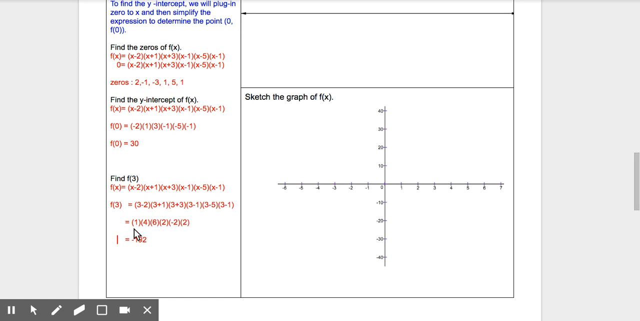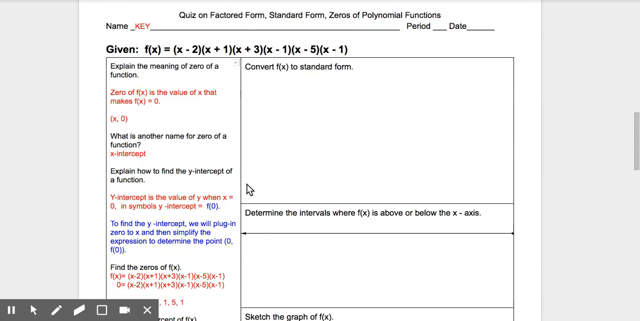So 3 minus 2 is 1, 3 plus 1 is 4, 3 plus 3 is 6, 3 minus 1 is 2, 3 minus 5 is negative 2, 3 minus 1 is 2, and then we multiply all of these, and we're going to get negative 92. So f of 3 equals negative 92.